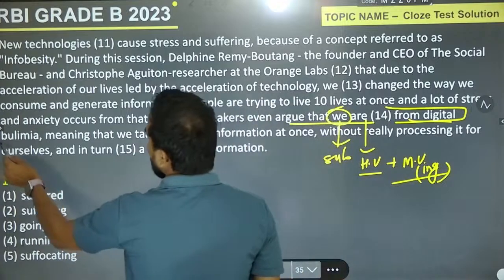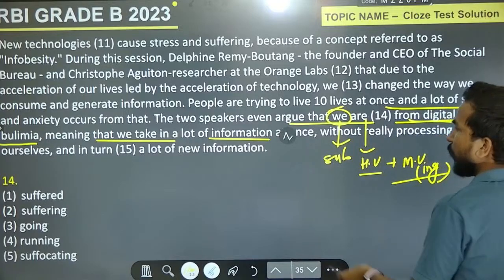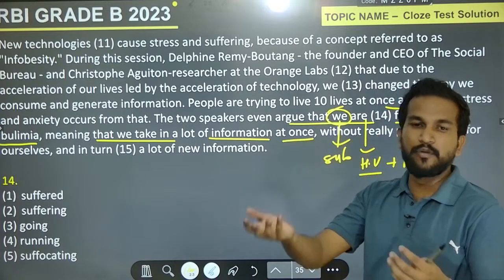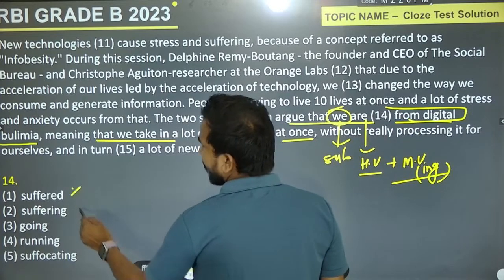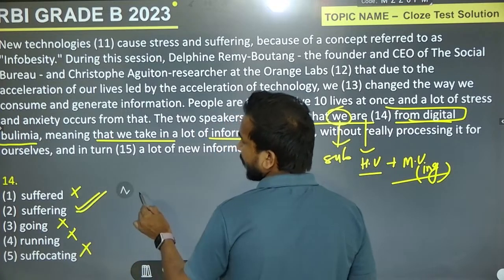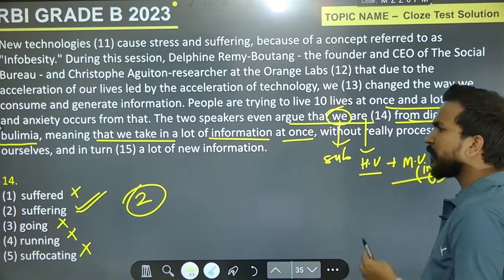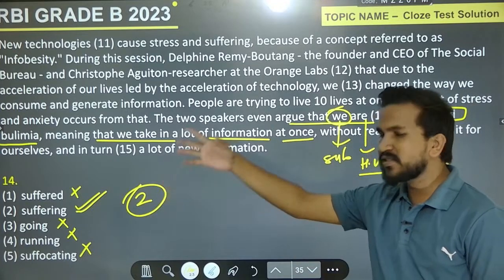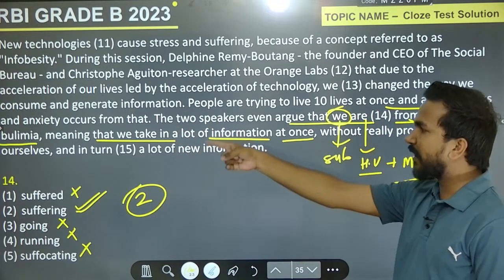And what is the meaning of digital bulimia? That is meaning that we take something, that is a lot of information at once without really processing it for ourselves, and in turn a lot of new information. We usually go for the new information. So what must it be? We are suffered, we are going, we are running, we are suffocating, but it must be "we are suffering." We are suffering from something. If anyone is suffering from any type of disease or any type of dilemma, then definitely there will be a word that will be called suffering. So if we have digital bulimia, then definitely there will be the word suffering.